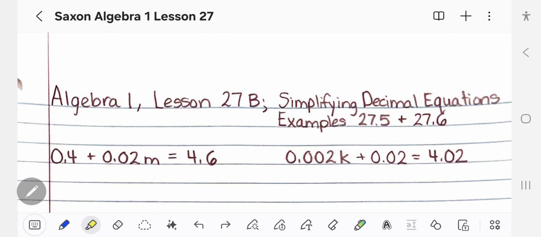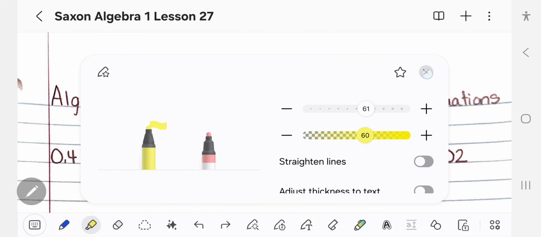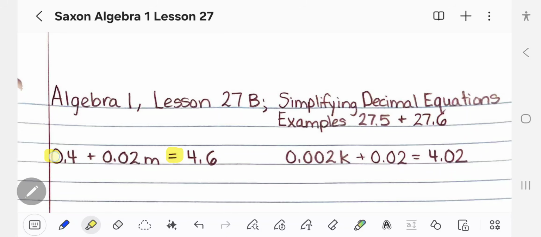This is Algebra 1, Lesson 27B, Simplifying Decimal Equations. We're going to do examples 27.5 and 27.6. Now, look at these equations. We see it's an equation because we have an equal sign there, right? And then this equation over here.